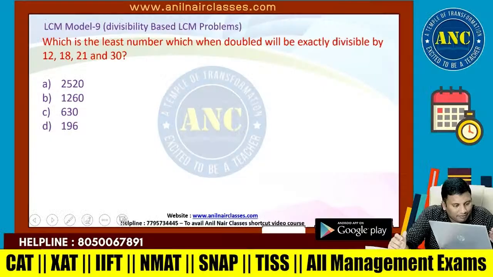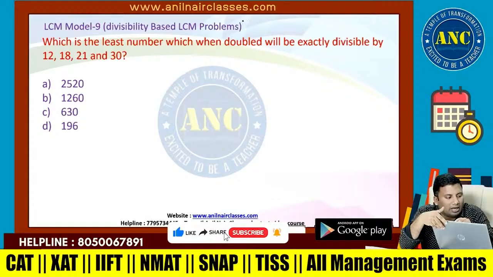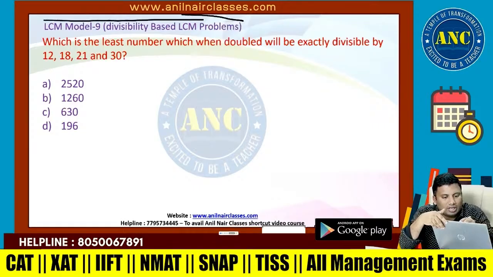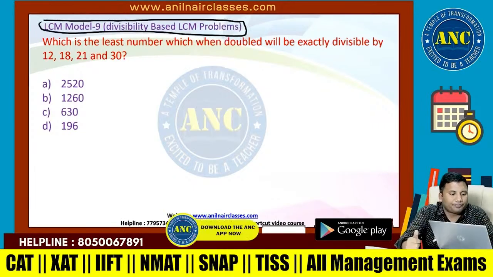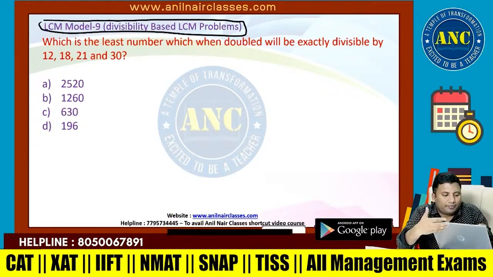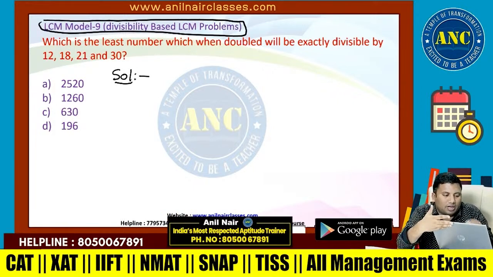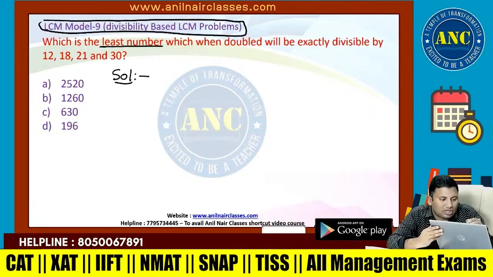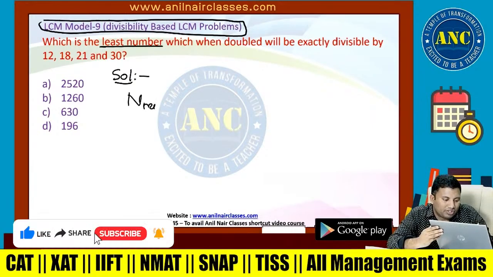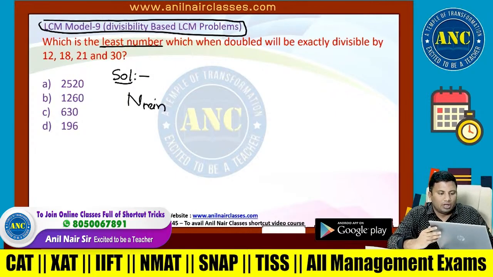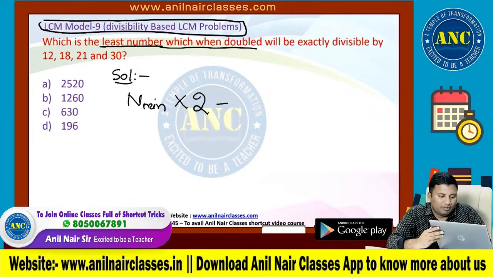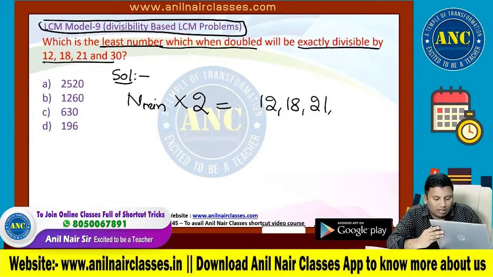First one, see here, sir, LCM model 9. Listen carefully. First we will read the question. What is the least number? There is a number which is least, which is minimum, which when doubled into 2 will be exactly divisible by 12, 18, 21 and 30.